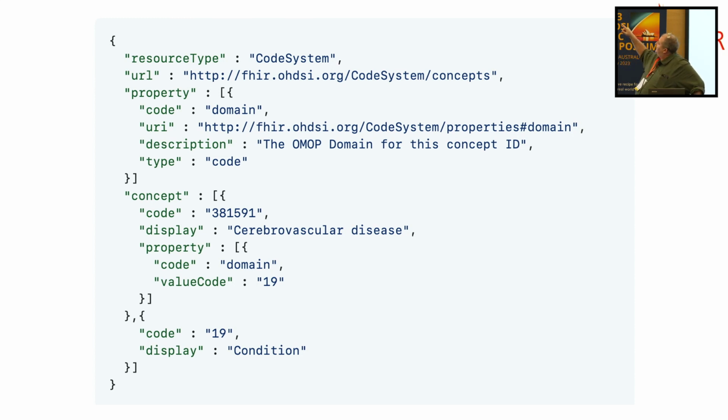And then a thing about what properties concepts have, and then you can see 381591 is the concept ID, and then it's in the condition domain. And so that's a tiny fragment of the concept ID table. And what we need to do is agree on, so that we can use this outside OMOP, we need to agree on the property names and the URLs, and they're under the authority of Odyssey, and that's a joint process that we're working on, and it's not fully resolved yet.